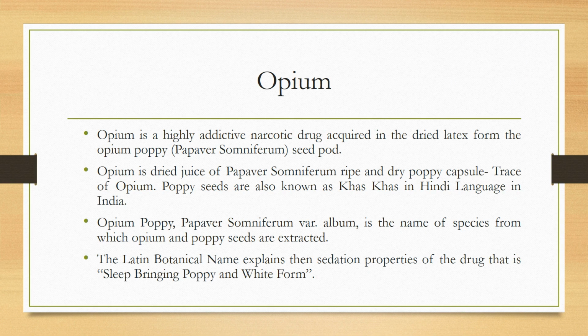Next, opium is the dried juice of the Papaver somniferum ripe and dry poppy capsule. Poppy seeds are also known as khaskhas in Hindi, the common or layman's term in India. Opium poppy, Papaver somniferum, is the name of the species from which opium is extracted. The Latin botanical name explains the sedation properties of the drug, that is, sleep-bringing poppy and white foam.